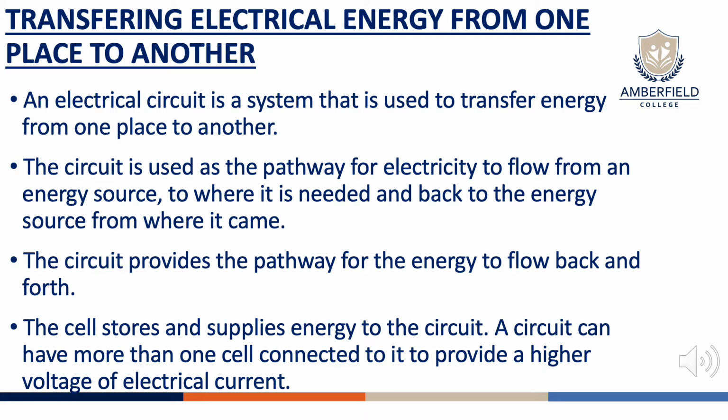Now, the cell stores and supplies energy to the circuit. So a cell is what actually provides us with some energy in our circuit. Now, a cell is part of our electricity, and many cells make up a battery. A circuit can have more than one cell connected to it to provide a higher voltage of electrical current. So one cell, but then we have many cells, which then becomes our battery.